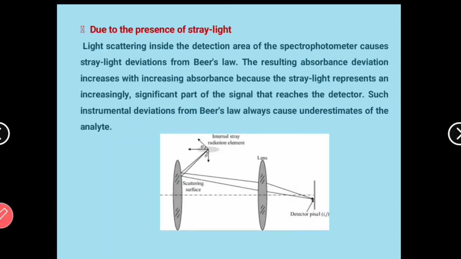Next one, due to presence of stray light, also deviations from Beer's law occur. Light scattering inside the detection area of the spectrophotometer causes stray light deviations from Beer's law. The resulting absorbance deviation increases with increasing absorbance because the stray light represents an increasingly significant part of the signal that reaches the detector. Such instrumental deviations from Beer's law always cause underestimates of the analyte. You can observe in the diagram the internal stray radiation along with sample absorbance also falls on the detector. Thus, deviations from Beer's law occur.